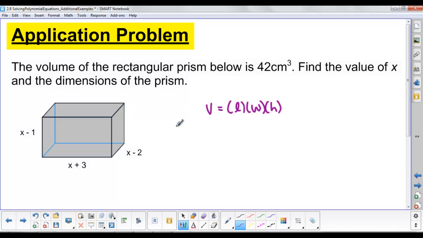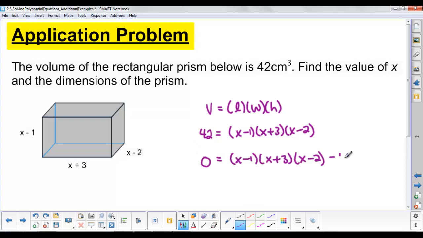And basically all we're going to do now that we have the formula is sub in what we know. We know the volume is 42, and we're given length, width, and height in the diagram here. So we have x minus 1 times x plus 3, and then times x minus 2. Remember that in order to solve for your roots, one side of your equation must equal 0. So that tells me, okay, I'm going to move that 42 to the other side.